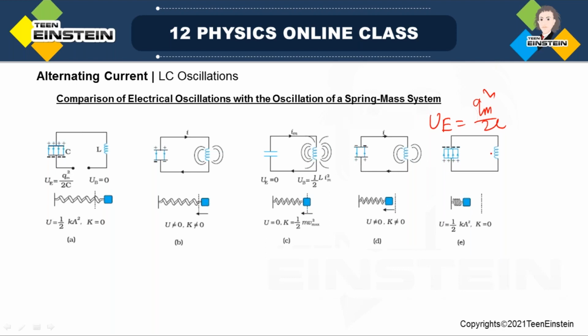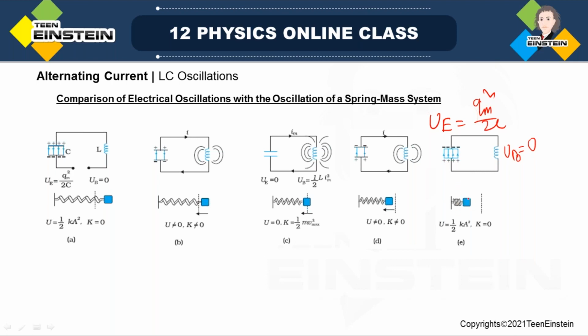Okay, and magnetic energy, as you can see, there is no magnetic energy stored further in this inductor. So the magnetic energy will be 0. The whole energy is again becoming the electrical energy, electrostatic energy, which is stored in the capacitor.